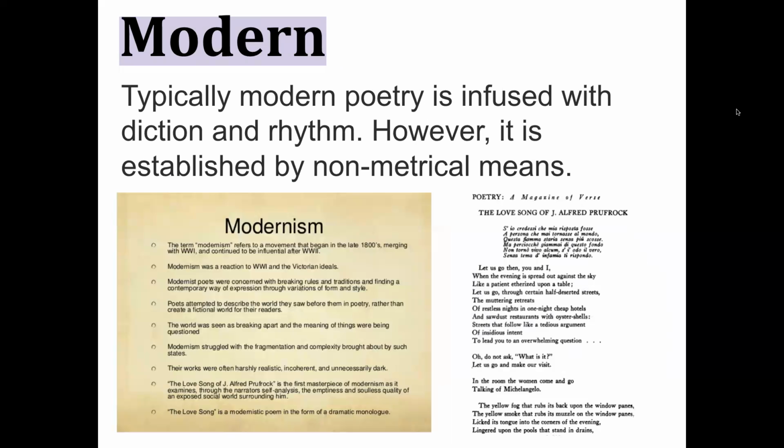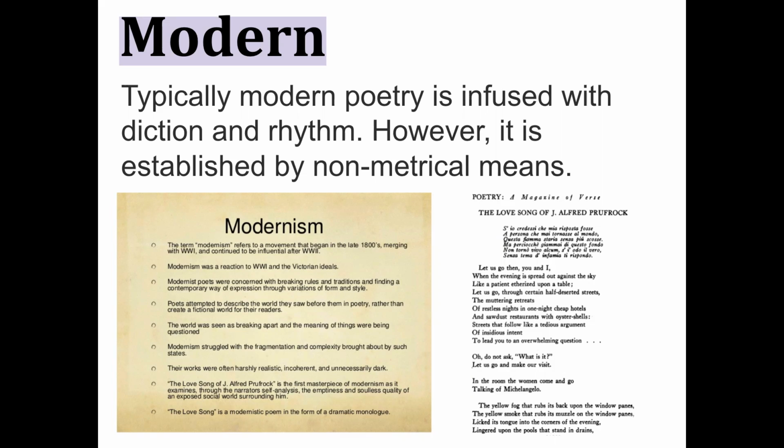On the other hand, modern poetry was kind of a movement against that. Typically modern poetry does have very specific diction and rhythm, similarly to the traditional poets, but it is not as strictly metrical as a traditional poem might be. On this slide, there are some bullet points about what modernism is. I think an important thing to note is the historical context.